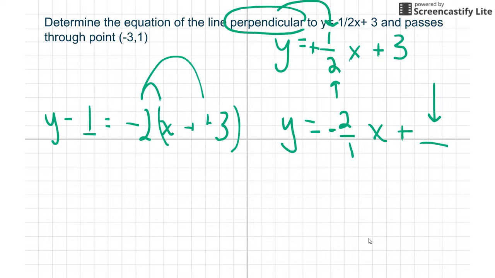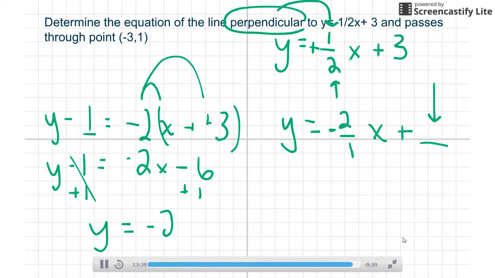So again, go ahead and distribute. Change that to plus positive -2x minus 6. And y minus 1, all I got to do is plus 1 on both sides. And my new equation is y equals -2x plus 5.